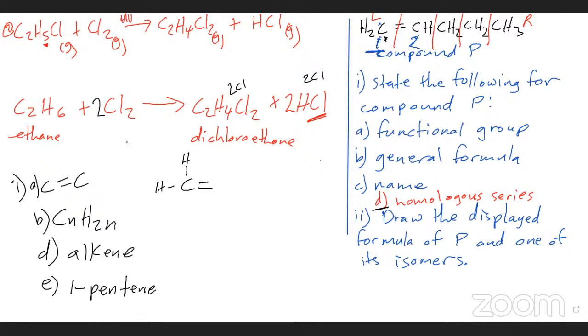Okay. In terms of doing the displayed formula, notice I am separating the carbons again. So the first carbon has two hydrogens. Then we have the double bond. The next carbon only has one hydrogen, but if you want to put it above or below, that is fine. Move to the third carbon, it has two hydrogens. Move to the fourth carbon, also two hydrogens. Moving to the final carbon, it has three hydrogens. One, two, three, four, five, right? That is 1-pentene.